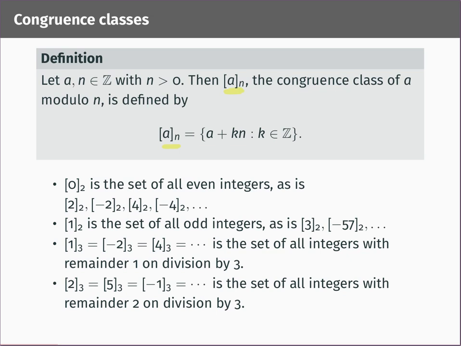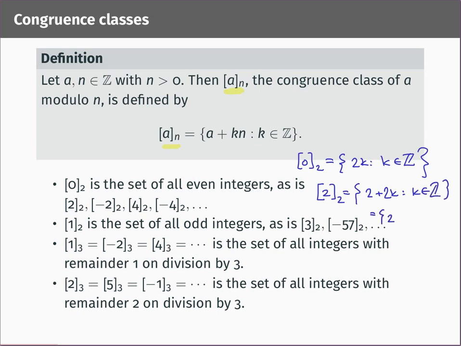So this captures some familiar concepts, because if you look at the congruence class of 0 modulo 2, that will be all the things of the form 2k for k in Z. In other words, it's the set of all even integers. But that's also the same as the congruence class of 2 modulo 2. Because by definition, it's the set of all things of the form 2 plus 2k for k in Z. But we could simply rewrite this as the set of all things of the form 2k plus 1 for k in Z. And that makes it clear that these are actually the same set.